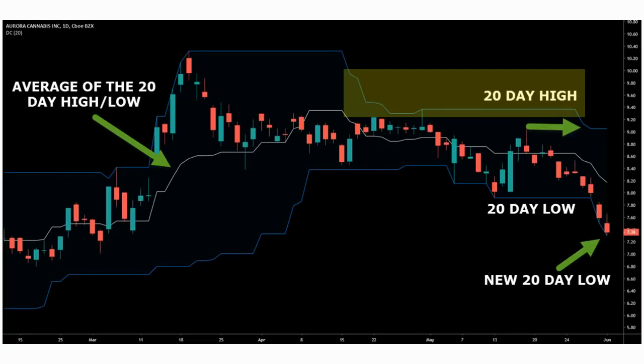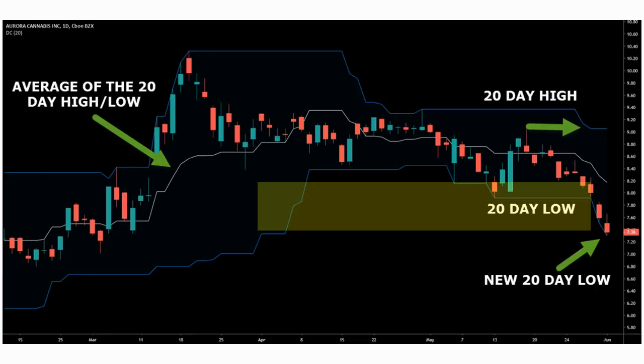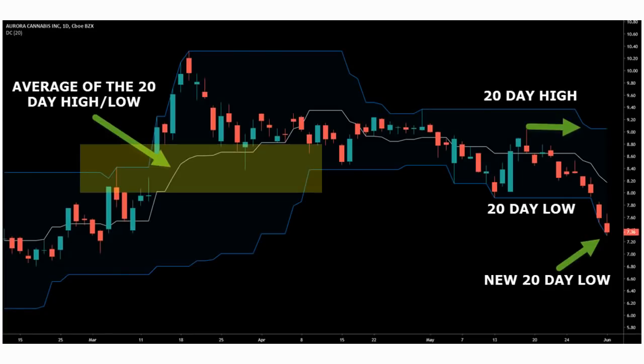The upper band is the highest high of the past 20. The lower band is the lowest low of the past 20. And this middle line is actually a moving average, and it calculates the average of the previous 20-day low and high.